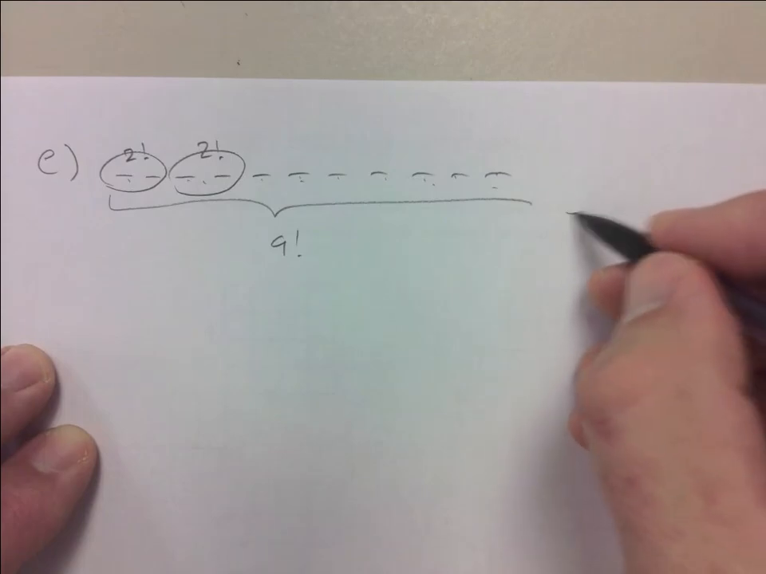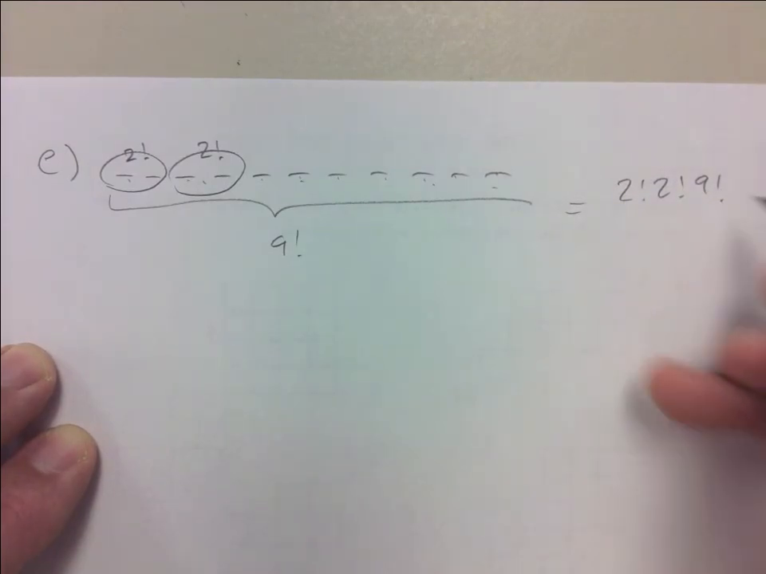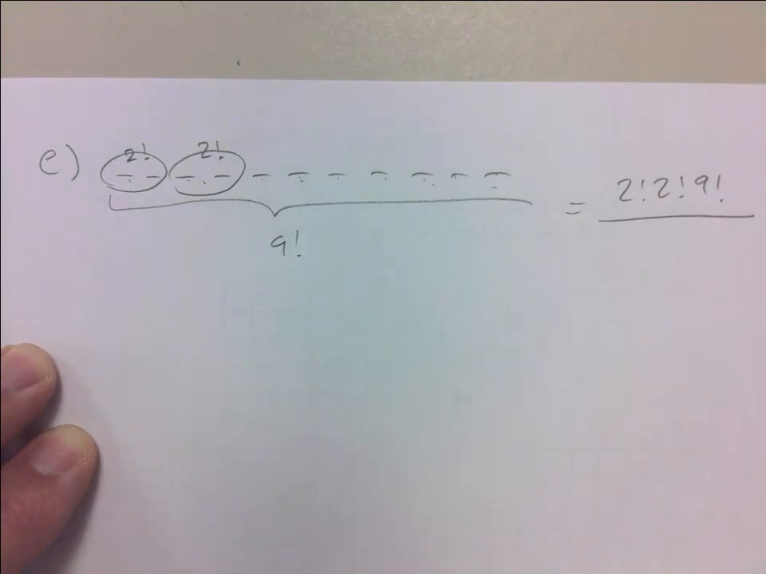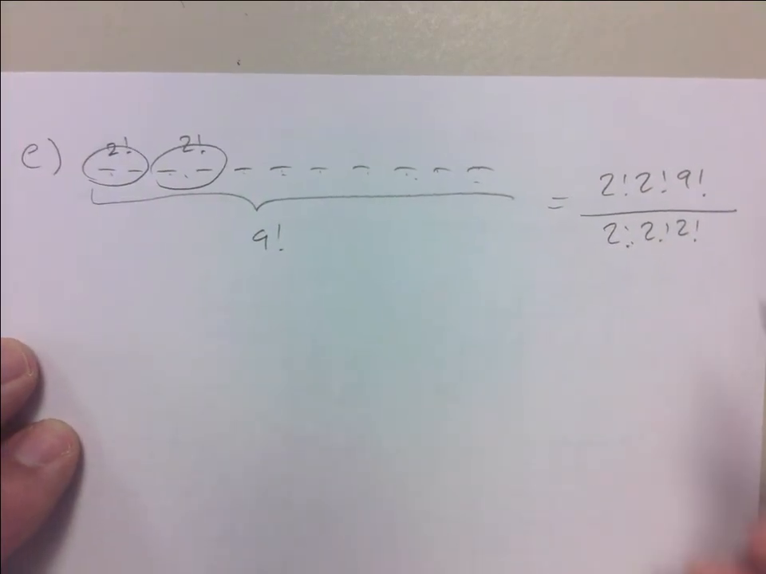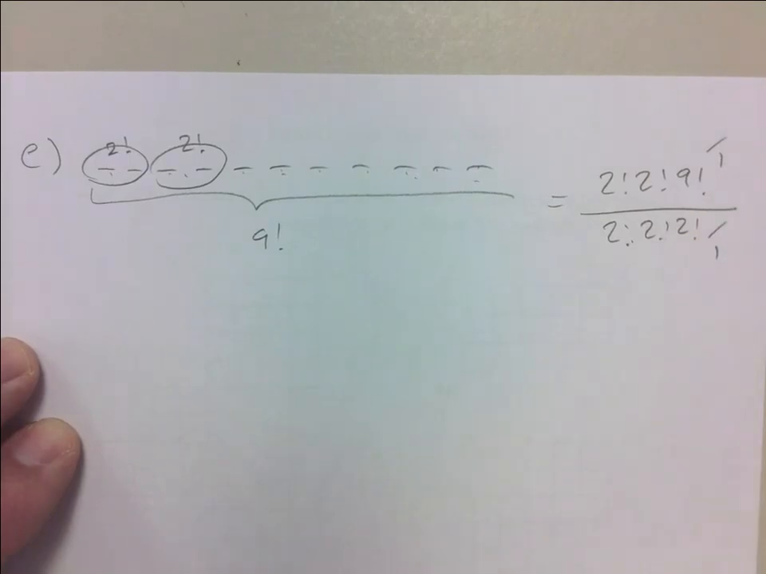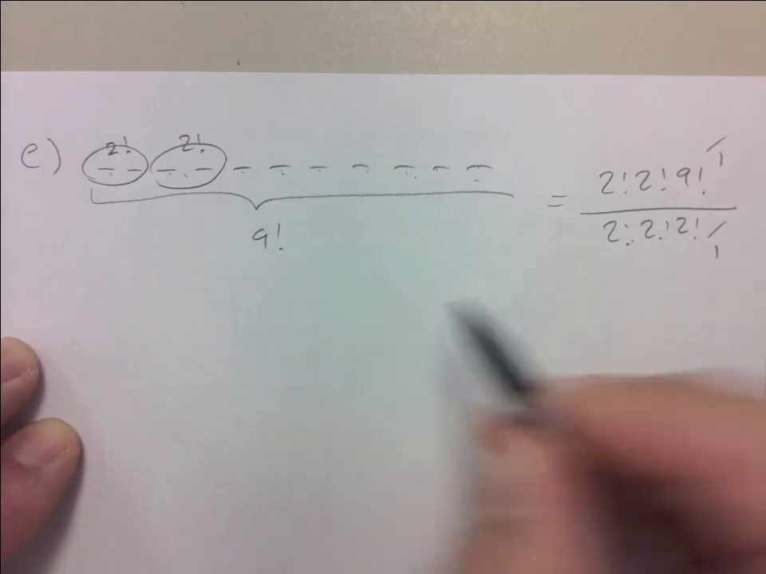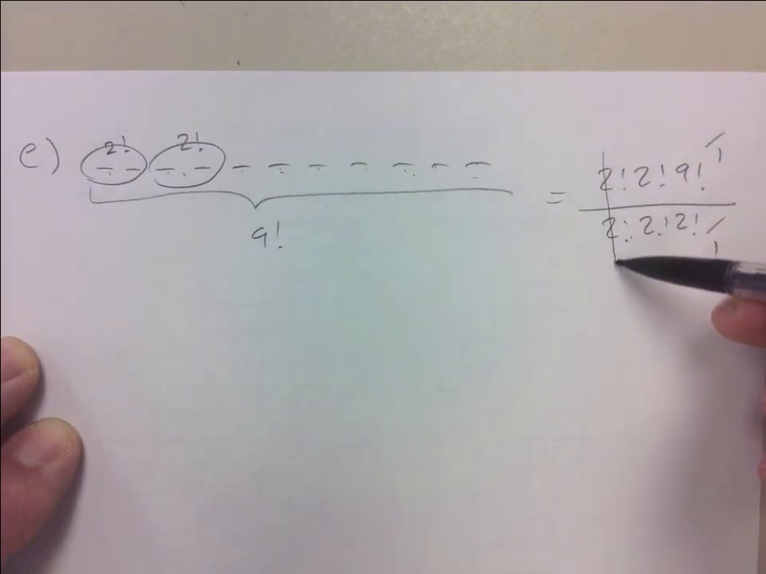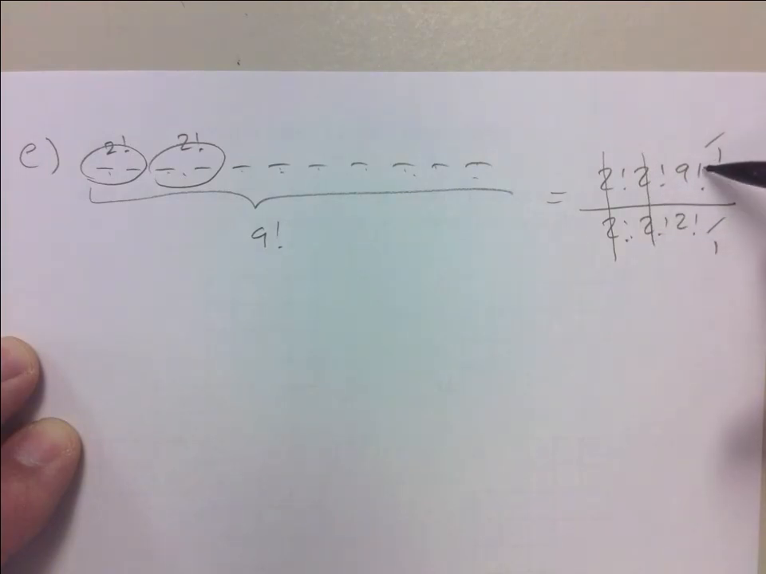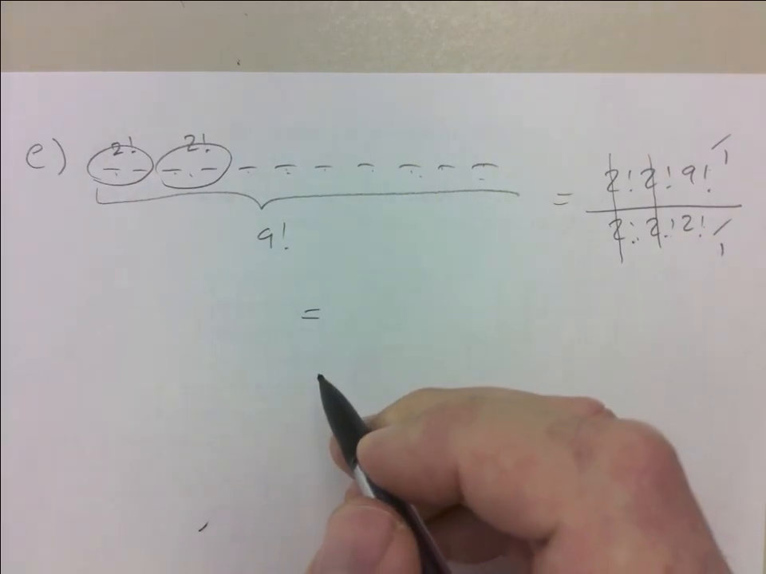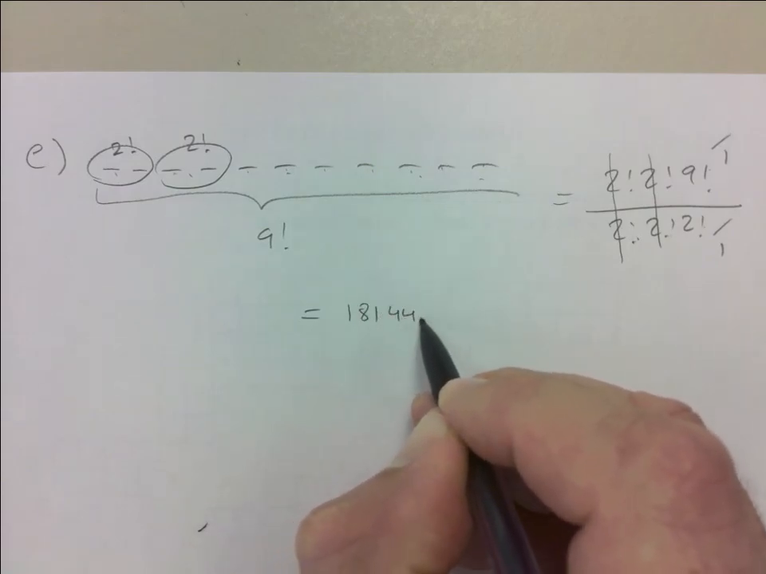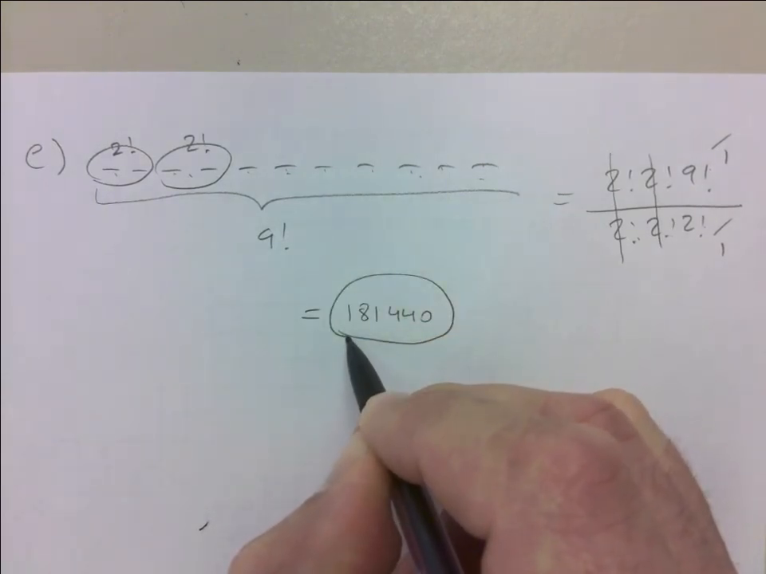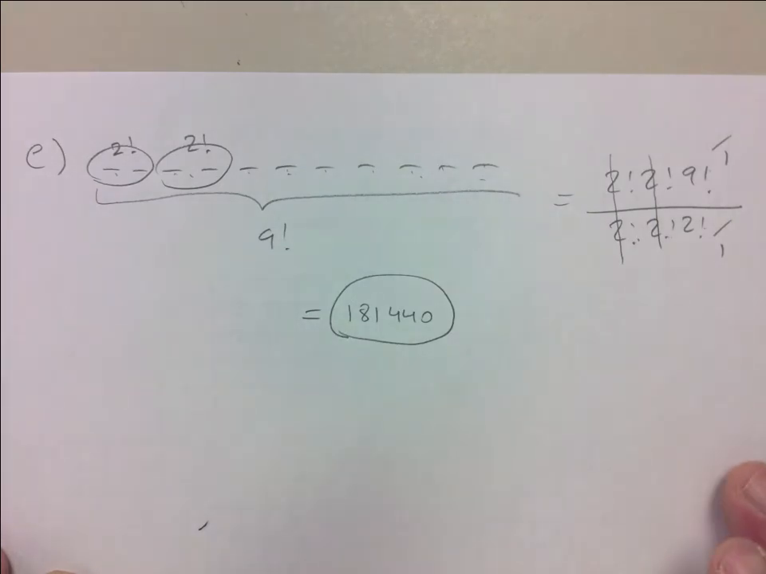Okay, so we're almost there. You think, oh yeah, I got this. Look, I'm going to ace this one. But remember, the repeats have to be divided out. Okay, so you got to have that one. So 1 mark for the top, 1 mark for the bottom. Watch this. If you have multiplication, you can cancel these out. So it's really 9 factorial over 2 factorial, which is 181,440. That is your answer for E. Okay?